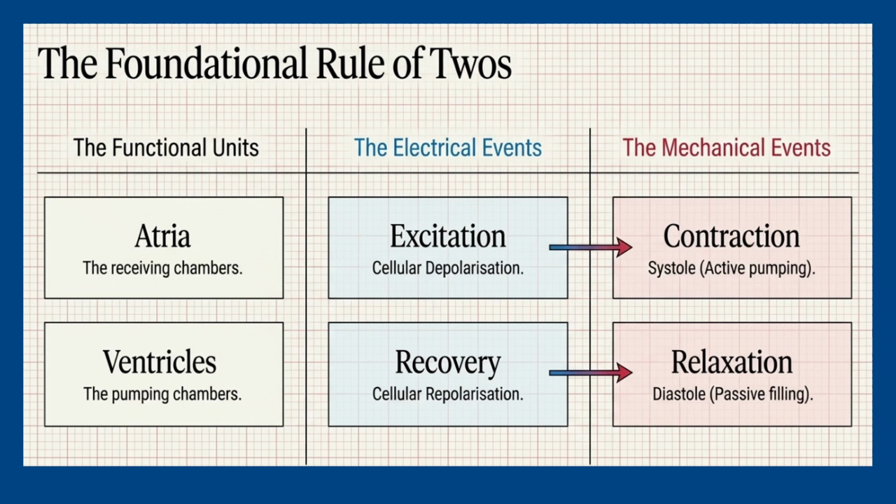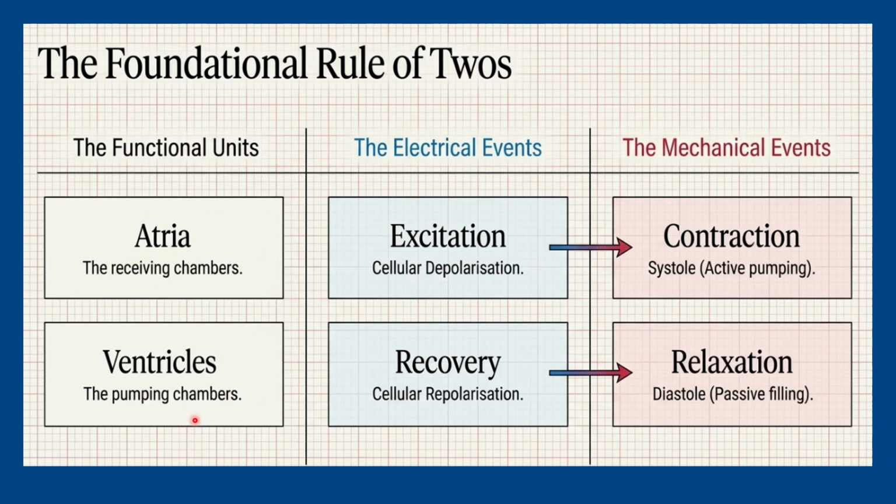First of all, we have a rule of twos. We have two functional units: the atria and the ventricles. The atria are the receiving chambers, which receive blood from the systemic circulation in the case of the right atrium and from the pulmonary circulation in the case of the left atrium. The ventricles are the pumping chambers, which pump blood into the pulmonary circulation in the case of the right ventricle and the systemic circulation in the left ventricle.